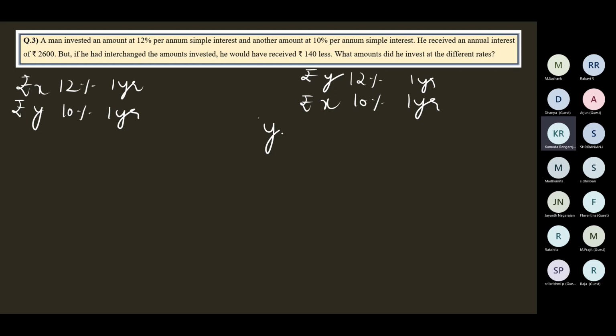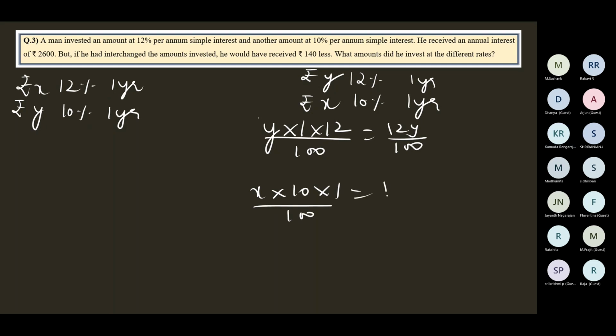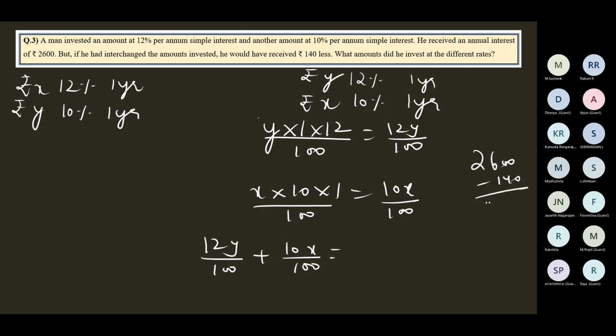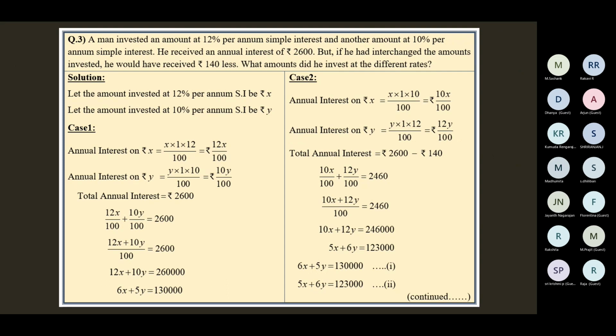So how do you find the interest? Principal into time into rate by 100, correct? And then again principal into time into rate by 100. So this is the interest in the first case, and this is the interest in the second case. And the total interest is 140 rupees less. So 2600 minus 140. This is the second equation. Solve the two equations to find the values of X and Y.